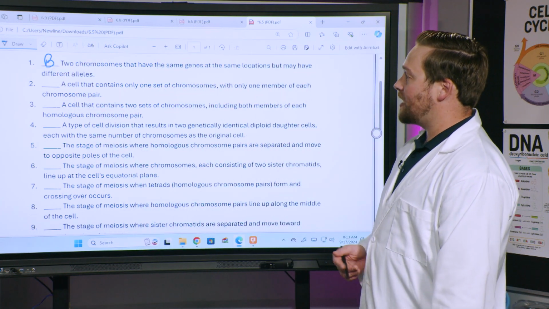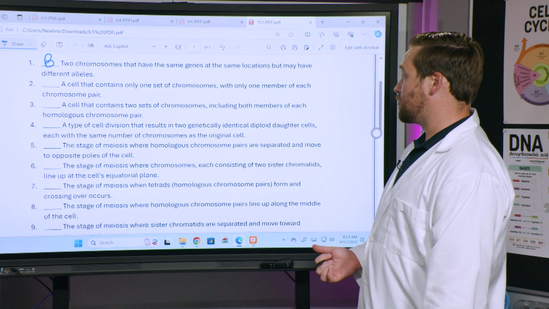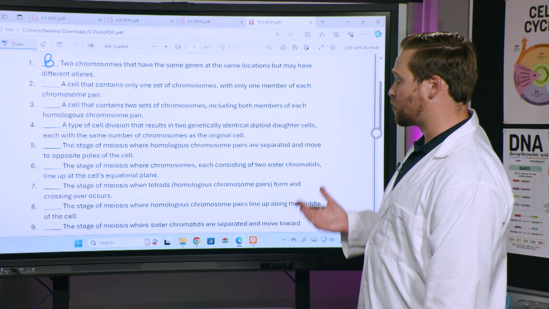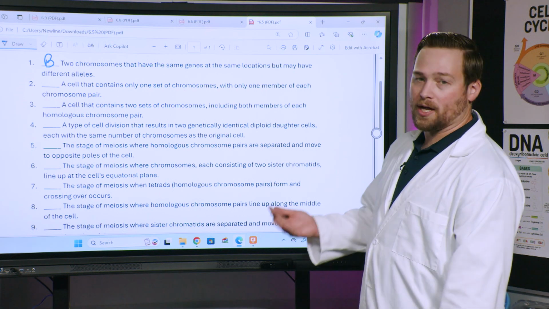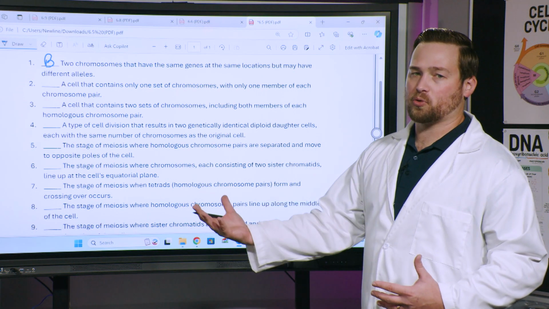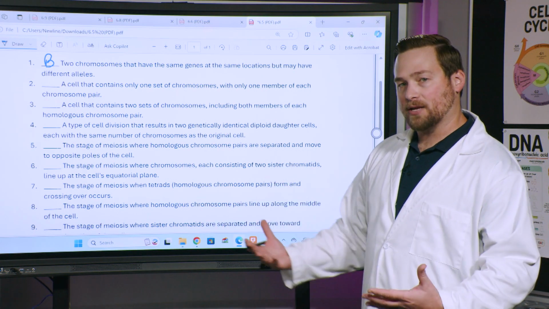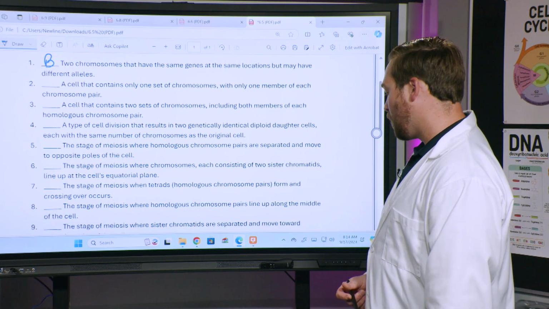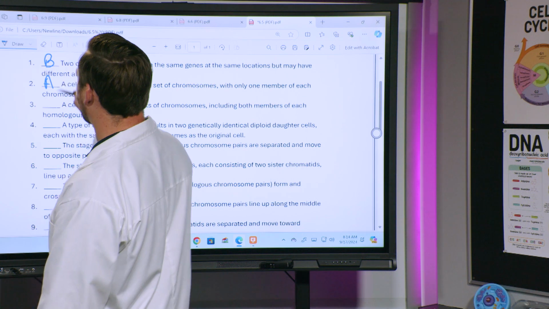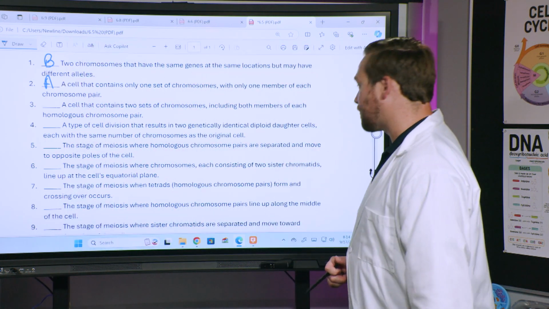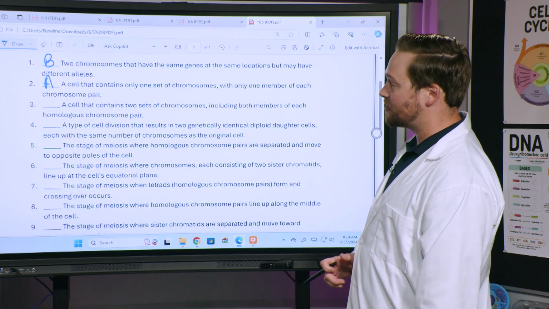A cell that contains only one set of chromosomes with only one member of each chromosome pair. All right, so for this one, what do you call it when it only has one set of chromosomes? It doesn't have the full 46 that it's supposed to, it only has 23. What kind of cell is that? Well, if it has half the number of a regular cell, that would be a haploid cell, which is letter A. Okay, A is haploid, so let's use that one.